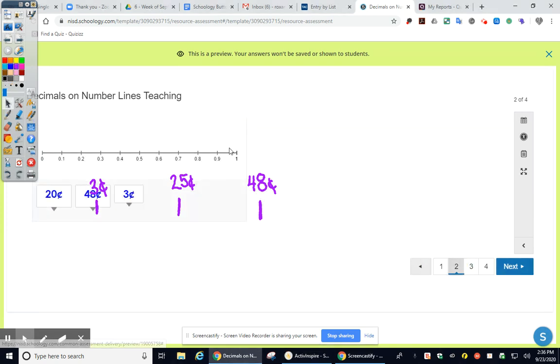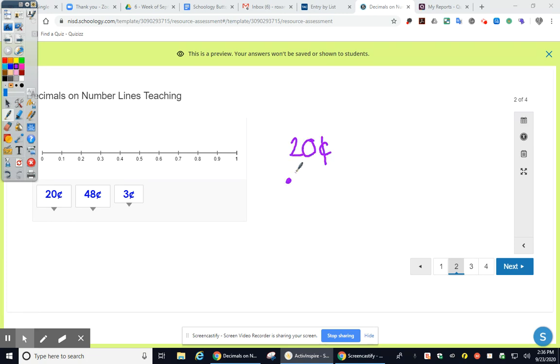We can pretty much do the same thing with decimals, okay? We can take this, and we know that 20 cents can also be written as 0.20. Or it could also be written as 0.2, right? These are 3 different ways that we can write 20 cents.